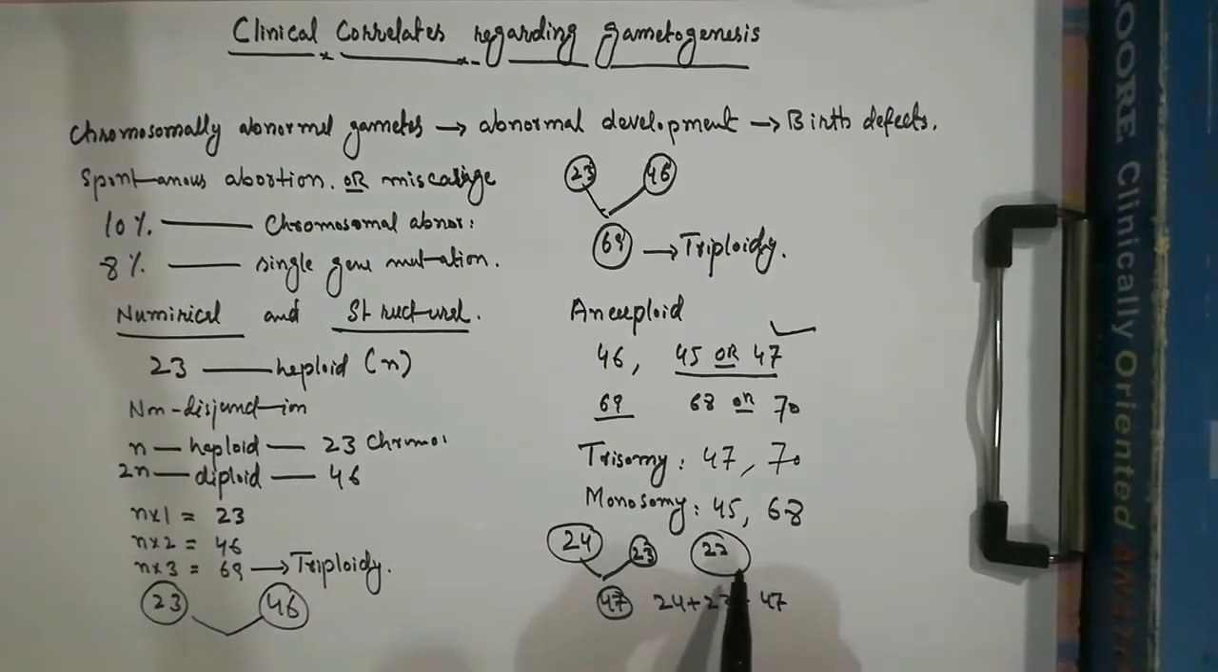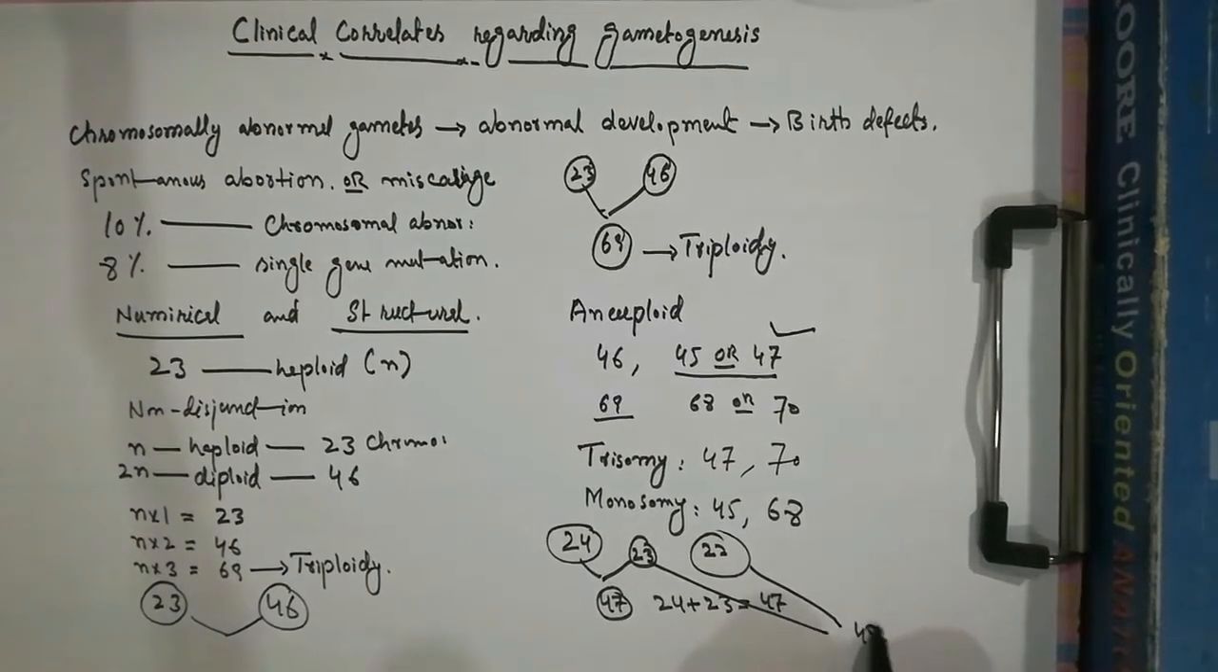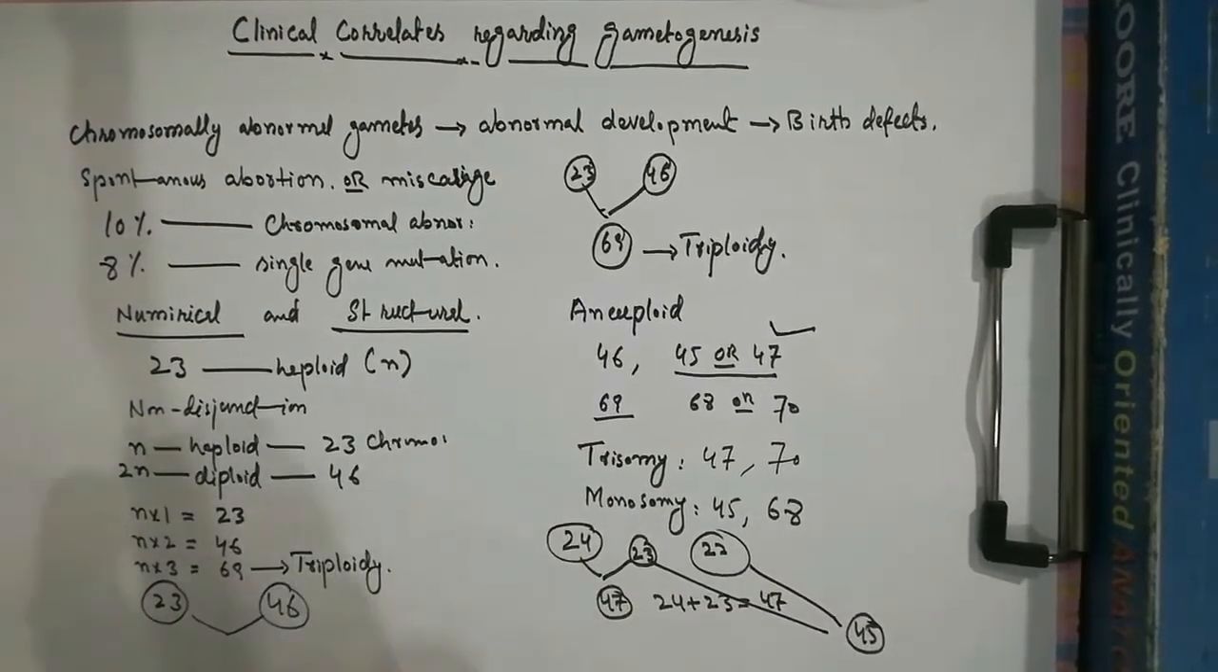But if this gamete, which contains one chromosome less, is fertilized with the normal gamete, this produces monosomy, 45 chromosomes.